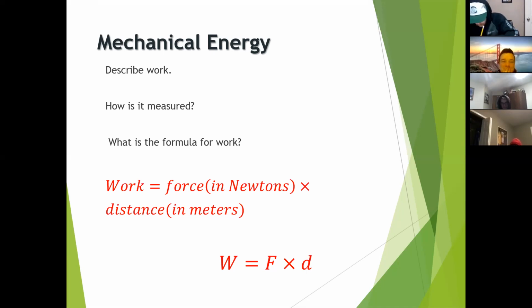When it comes to work, it is force in newtons multiplied by a distance. That is your formula. It's one of those that you either can or cannot memorize, but that you should know, all right? Very simply. We're getting there.